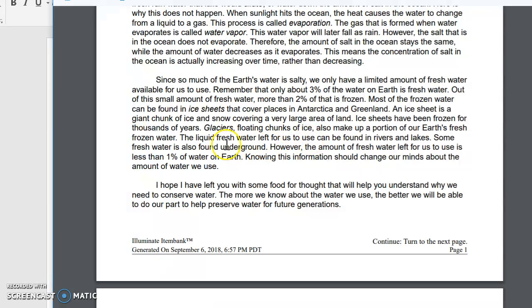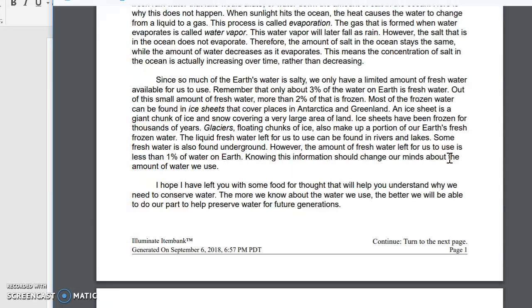The liquid fresh water left for us to use can be found in rivers and lakes. Some fresh water is also found underground. However, the amount of fresh water left for us to use is less than 1% of water on Earth. That is really, really interesting. Wow. Knowing this information should change our minds about the amount of water we use. It certainly does for me. How do you guys feel about it?